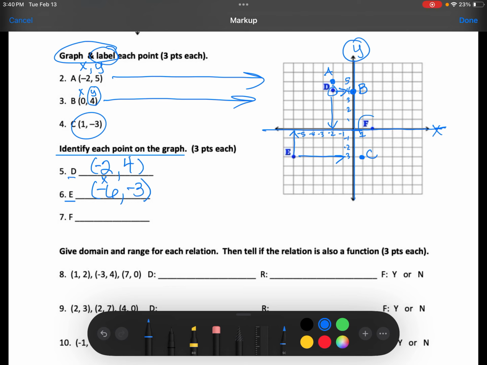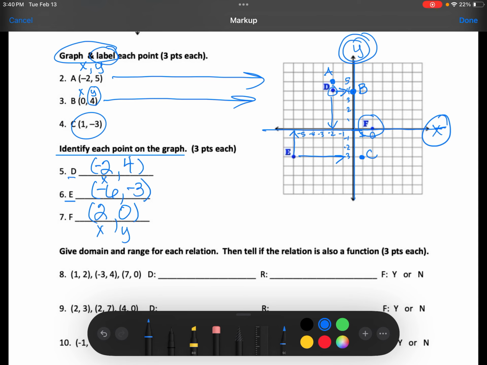Now these are always harder when they're on an X or on a Y axis, but it's really easy to remember what it is. So find the number. This is at 2. It's on the X axis, so that 2 goes in the X spot, right? This is X and Y. And if it's on one of the axes, the X axis or the Y axis, then your other number is 0.